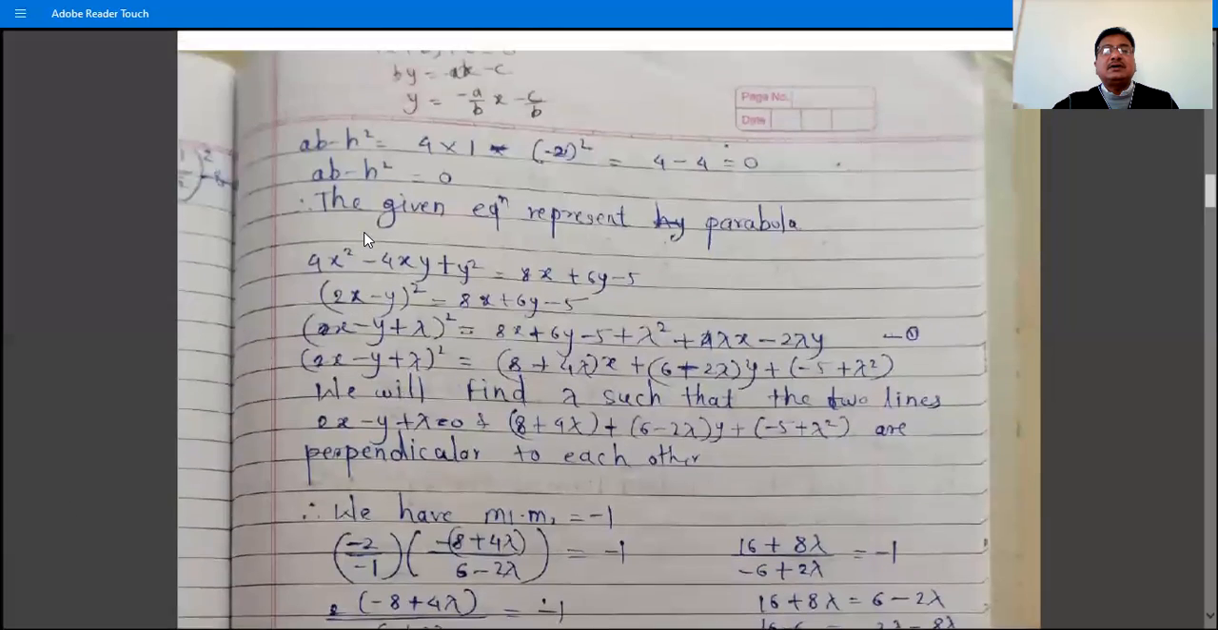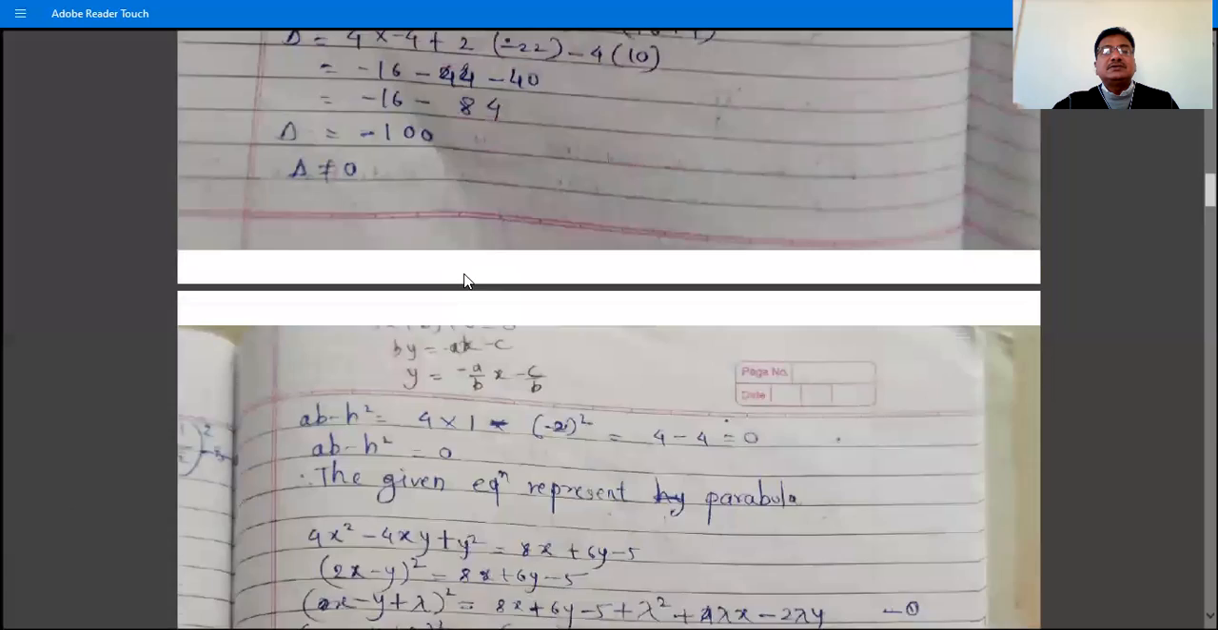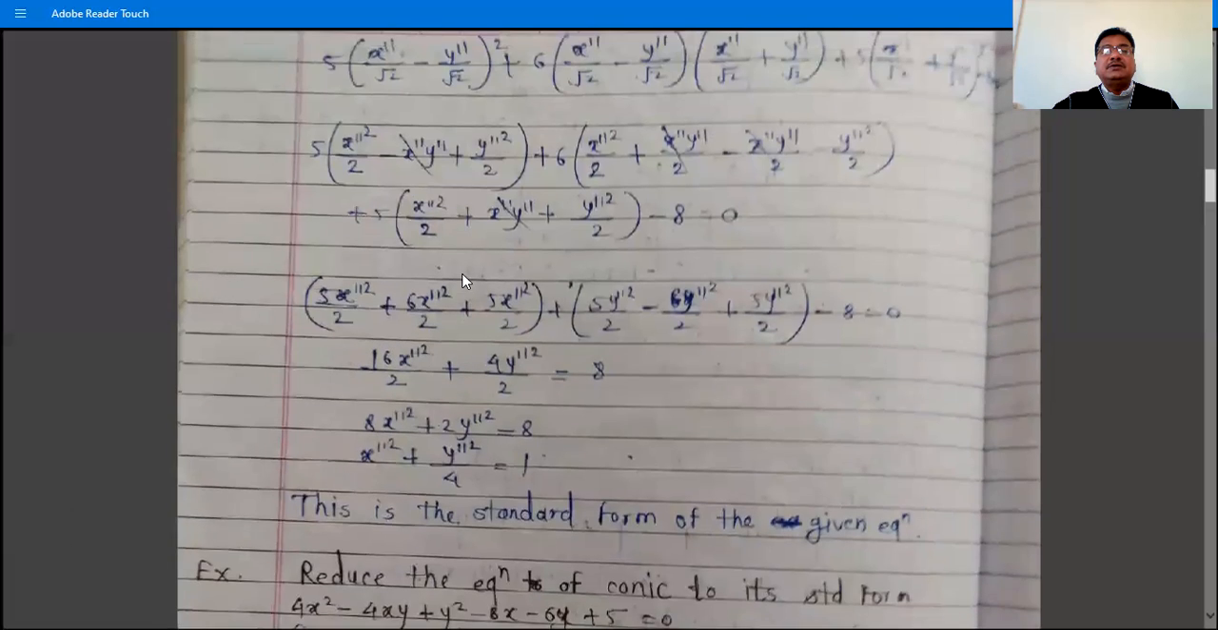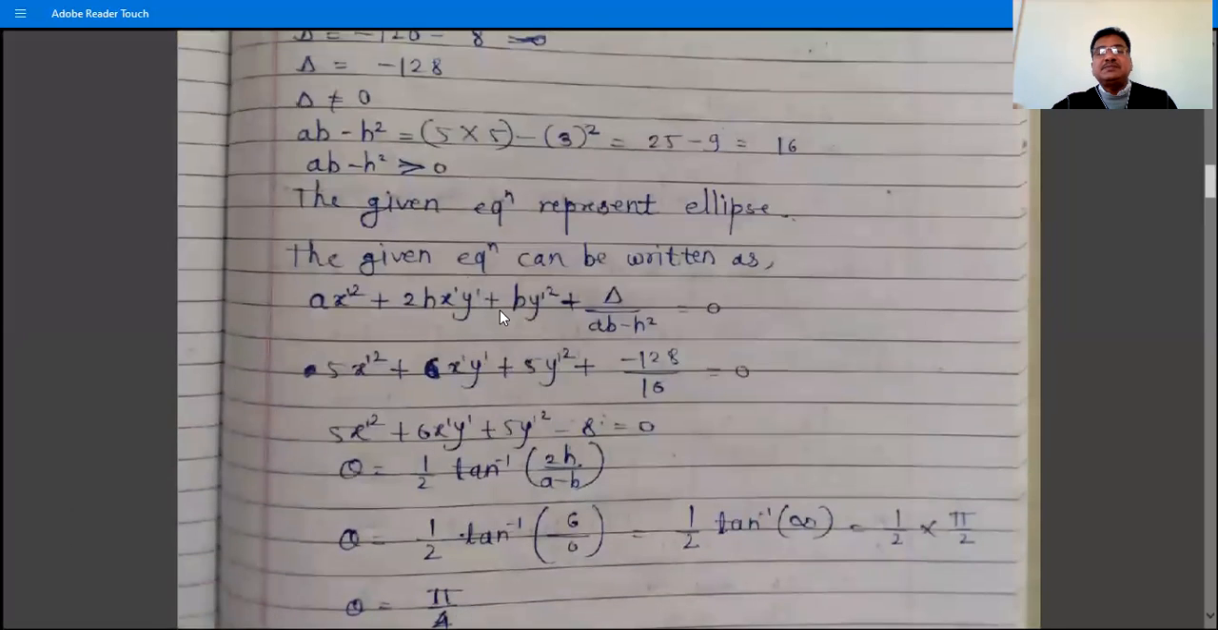Now we have to reduce the equation to its standard form. So if the given equation represents ellipse or hyperbola, then this is the procedure.